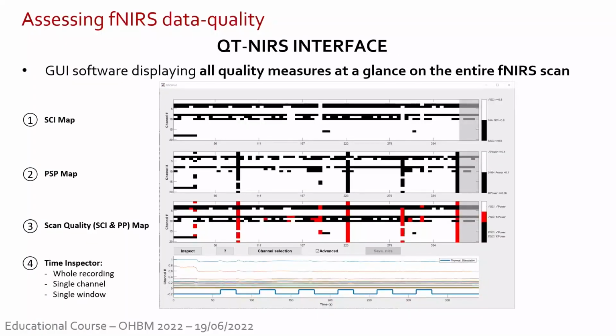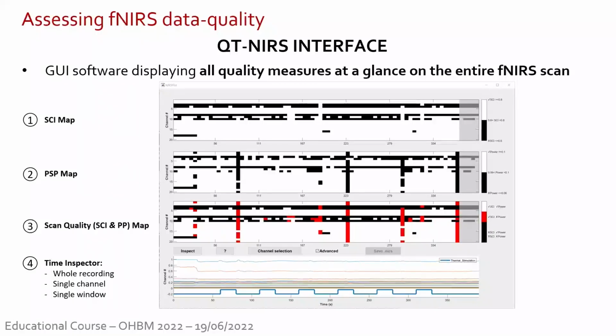And this is where I was talking about channels by window. So you have 3 maps in his tool. This is a GUI that you can easily download. I have the link later on. His tool is called QT-NIRS, so quality NIRS. So you have channels by windows, and the tool does this calculation of SCI and PSP by window. So you can easily see a channel that is bad throughout the whole recording.